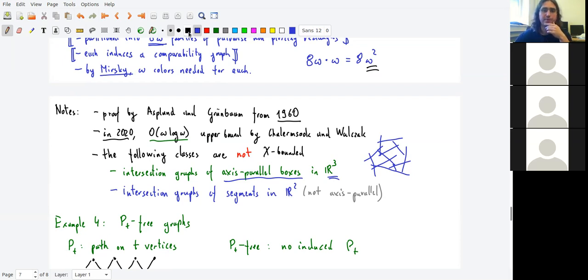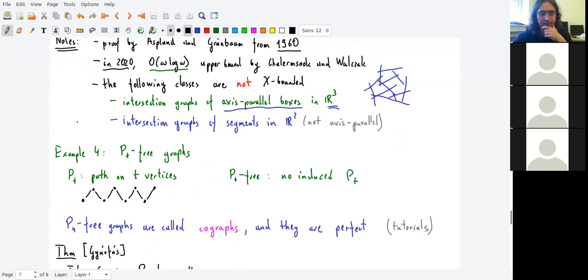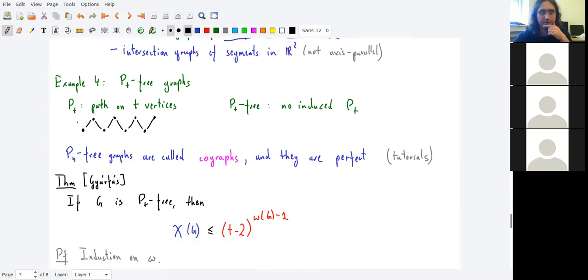Okay, so these were notes about the notion of chi-boundedness for geometric objects in the plane. So the last example, the one that I particularly like, and which also gives a lot of structural understanding of a certain graph class, is one from the original paper of Gyárfás, the example of P_t-free graphs. So a P_t is a path on t vertices. So here is a path on, I think, 8 vertices. So this is P8.